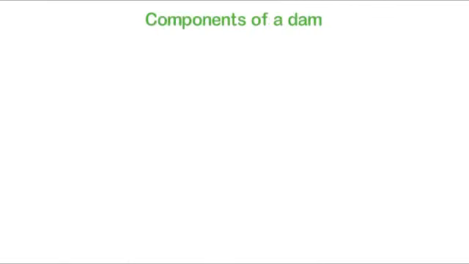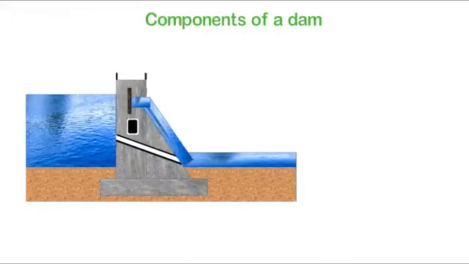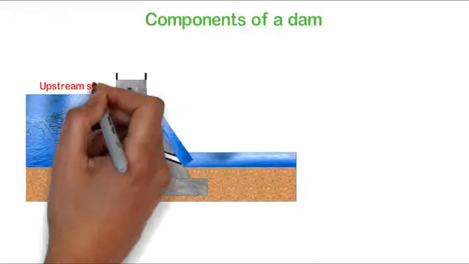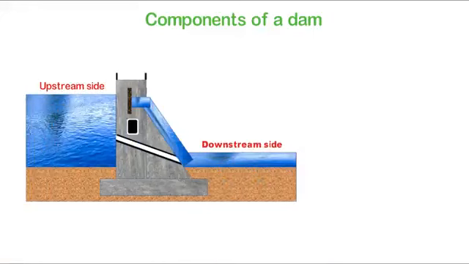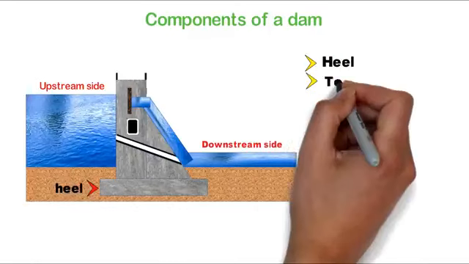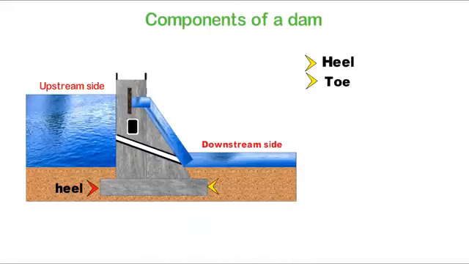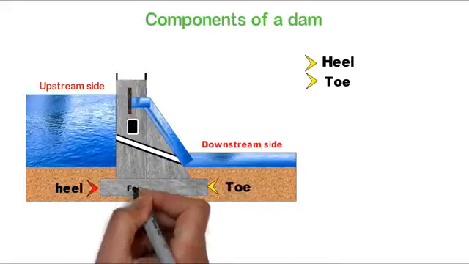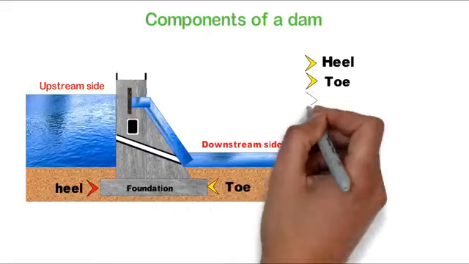What are the components of a dam? This is a typical cross section of a dam structure. This is the upstream side and this is the downstream side. The main components are the heel and the toe, which is opposite to the heel. Both the heel and toe are part of the foundation.